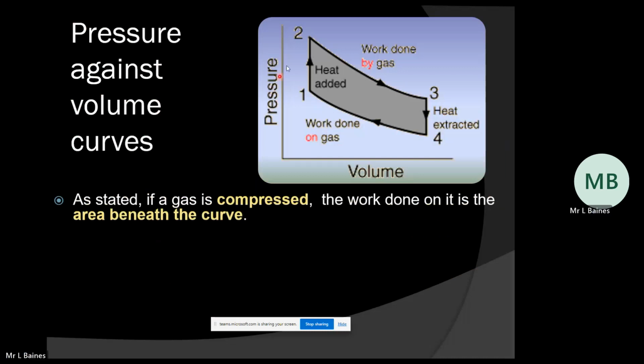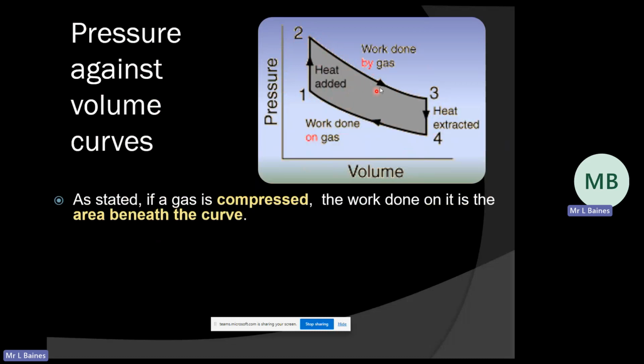Now, this is the kind of graph that you can expect to see during an engineering question, and this is an ideal gas pressure volume or an ideal gas indicator diagram. If the gas is compressed, the work done on it is the area beneath the curve. So where I'm compressing here, the area underneath that bottom line is the work that I have to do to compress it. The area below that top line is the work done by the gas.